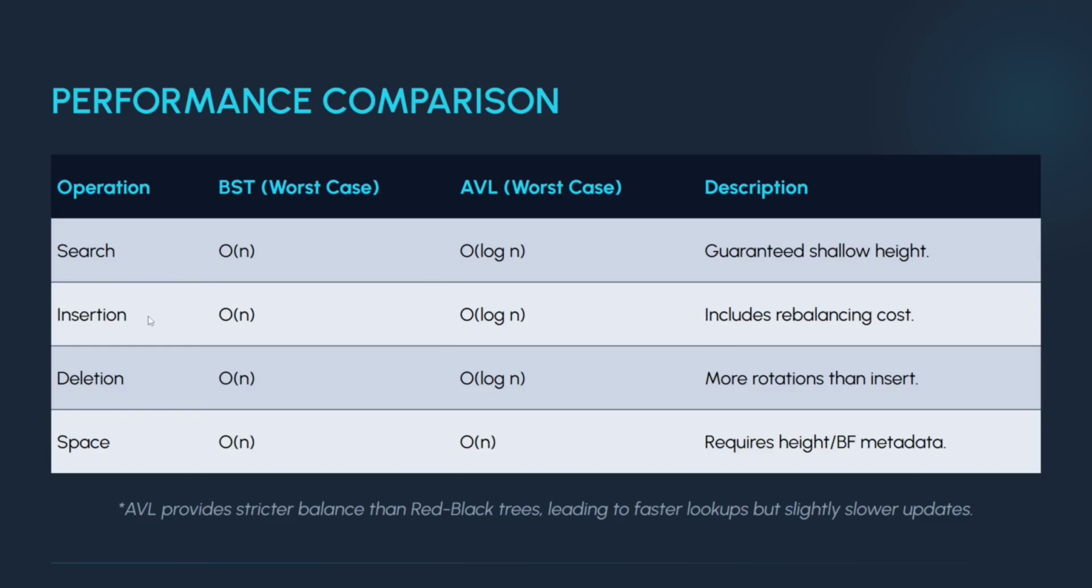Next one is insertion operation. Insertion in a normal binary search tree can also become big O of n if the tree is skewed. In an AVL tree, insertion includes a balancing operation called rotation. Even after rotation, insertion remains logarithmic because height stays balanced. Next one is deletion operation. Deletion in AVL tree is also logarithmic. After deleting a node, AVL tree may perform rotation to restore balance. Next is space complexity. Both binary search tree and AVL tree require linear space because every node must be stored. However, AVL tree stores extra information such as height or balance factor for balancing.